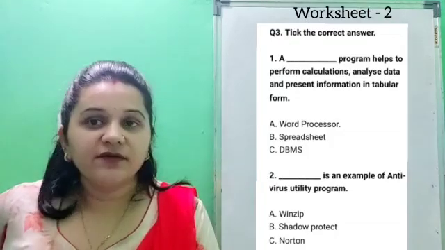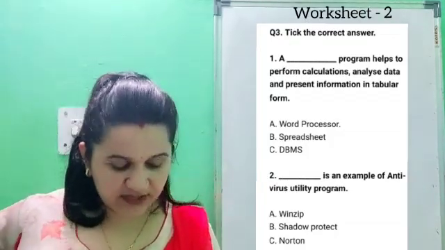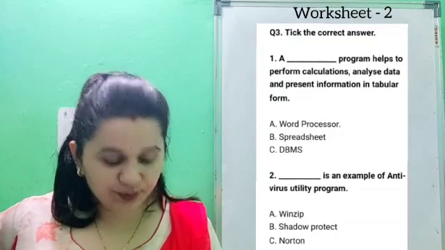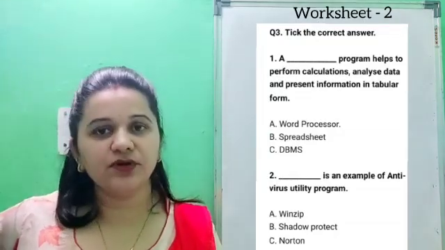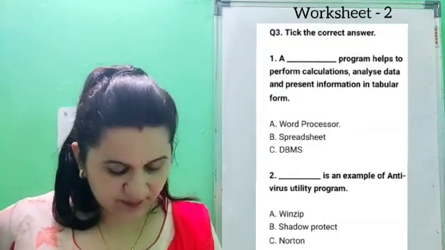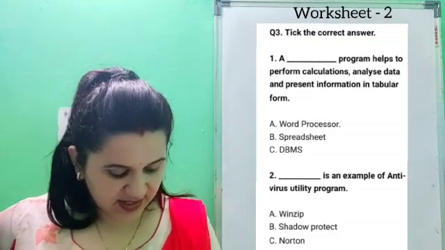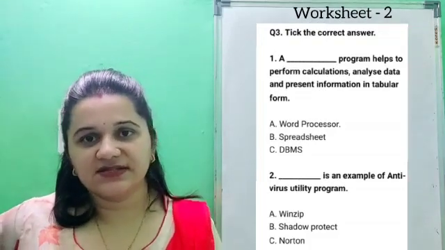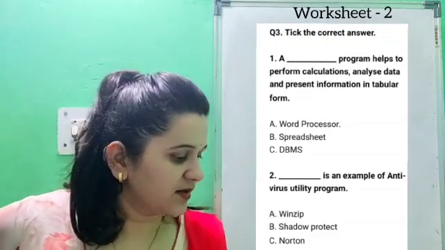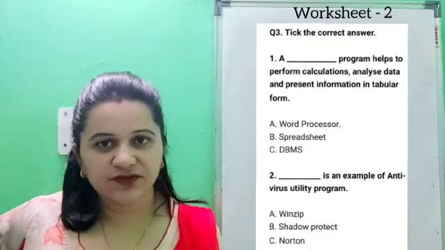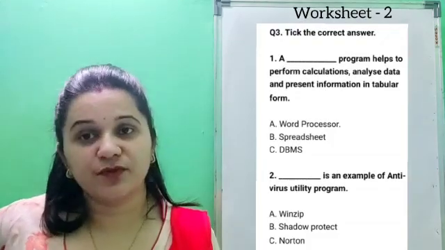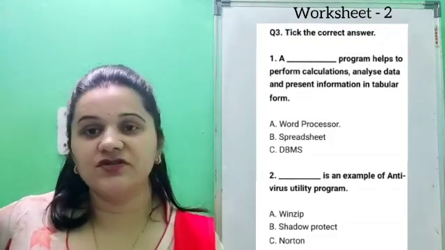Okay. So, first one, a dash program helps to perform calculations, analyze data, and present information in tabular form. Options are A, word processor, B, spreadsheet, and C, DBMS, database management system. Okay, now this you would come to know on the topic general purpose application software. You have to study these examples and then you will come to know which software, which program helps to perform the calculations on the information which is written in tabular form.